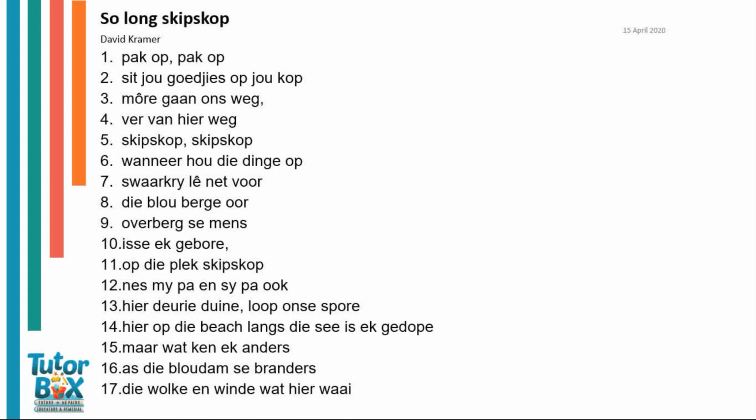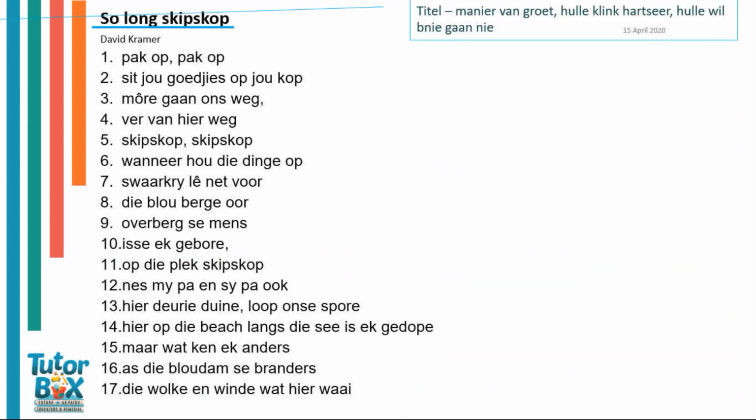So let's start with the heading, the title. So long skipskop. So in Afrikaans or in English, so long means goodbye. Okay, so the title, 'n manier van groet. Hulle klink hartseer. Hulle wil nie gaan nie. So these guys are saying goodbye, but they're not. If you say so long, you don't actually want to go. So they're sad as well.